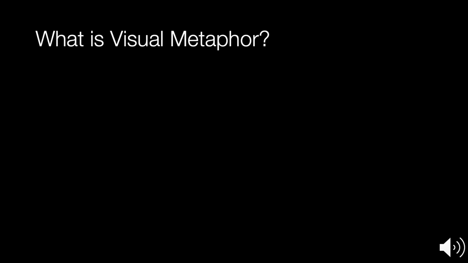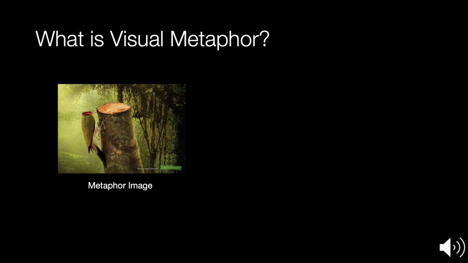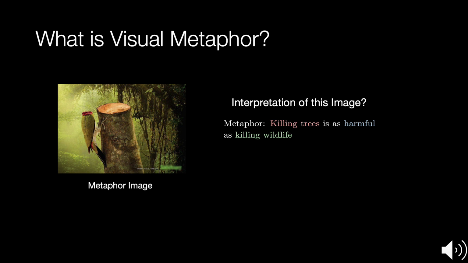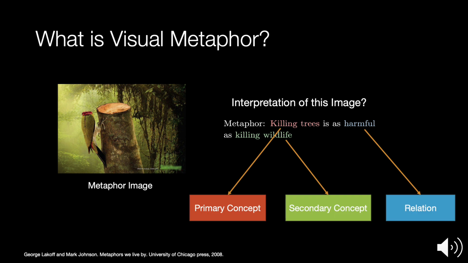What is a visual metaphor? A visual metaphor is an image that requires non-literal interpretation, in which a concept is compared to a seemingly unrelated concept via some shared attribute. For example, how do we interpret this image? This is a metaphorical image where the concept killing trees is compared to killing wildlife with the relationship harmful. Metaphors have a simple syntactic structure of A is B, where A is referred to as the primary concept and B as the secondary concept, and the relation harmful between them.